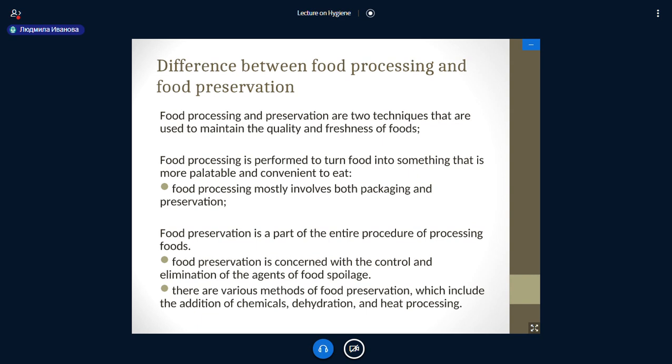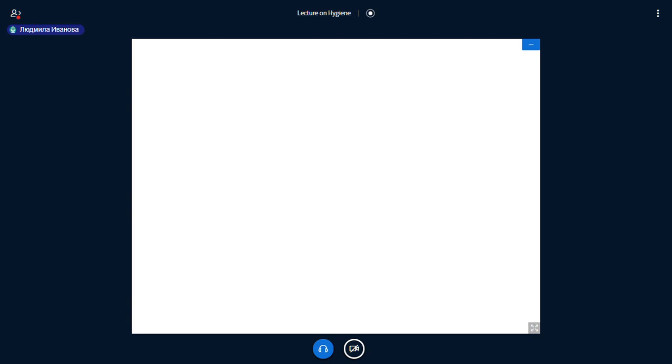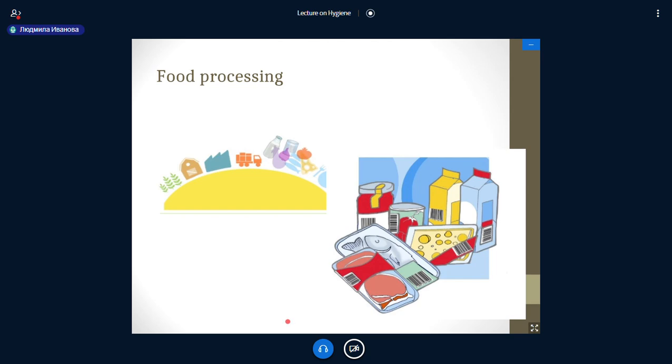Food preservation is a part of the entire procedure of processing foods. Food preservation is concerned with the control and elimination of the agents of food spoilage. And there are various methods for food preservation, which include the addition of chemicals, dehydration, and heat processing. And you see, all of this is food processing, from the farm to the fork to our table, and including packaging and labeling.